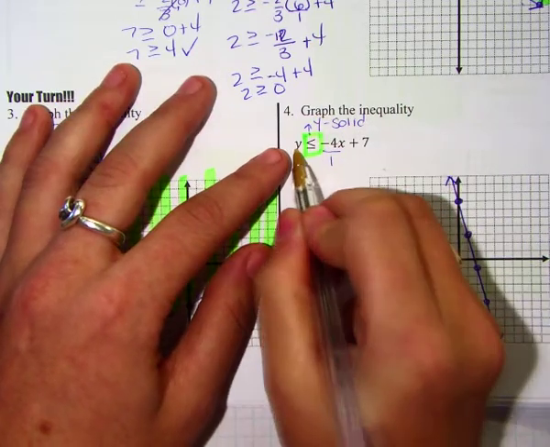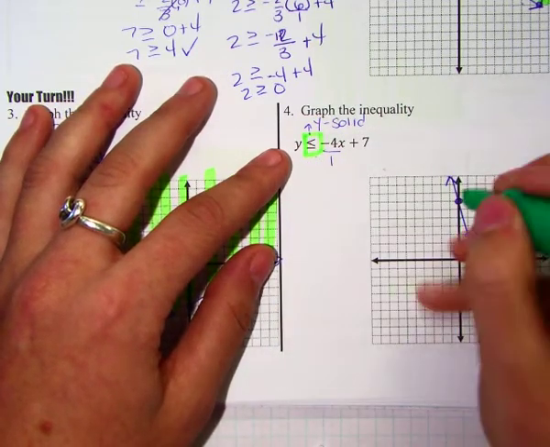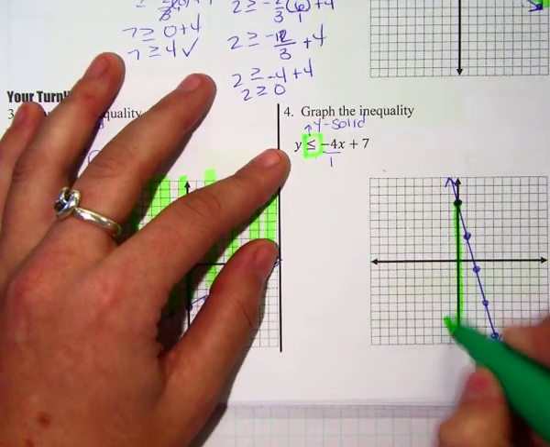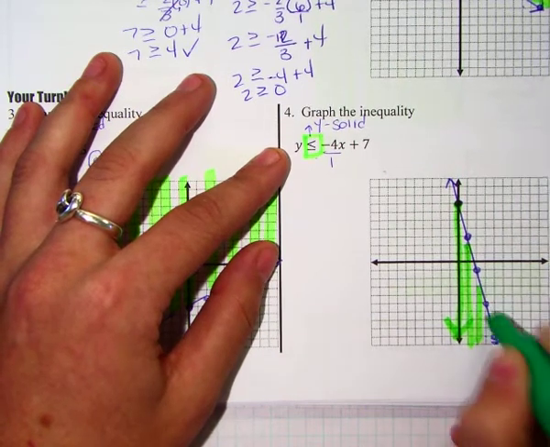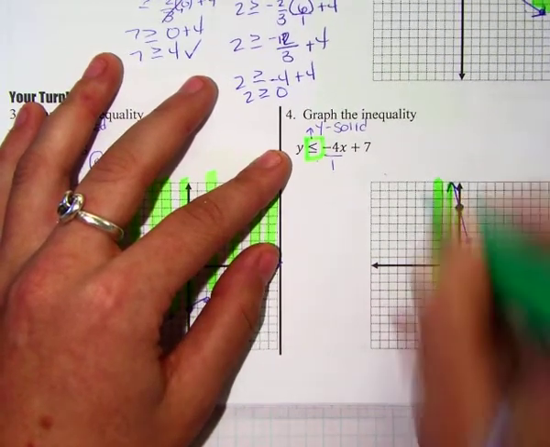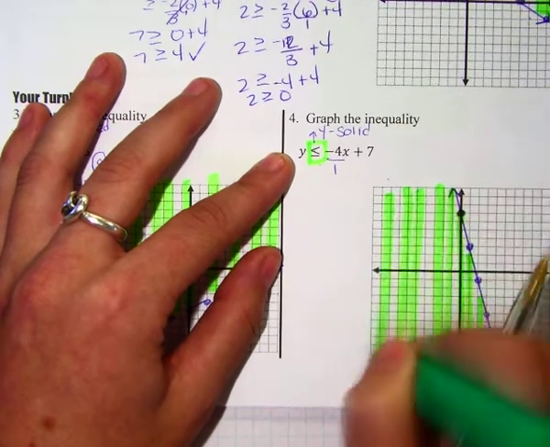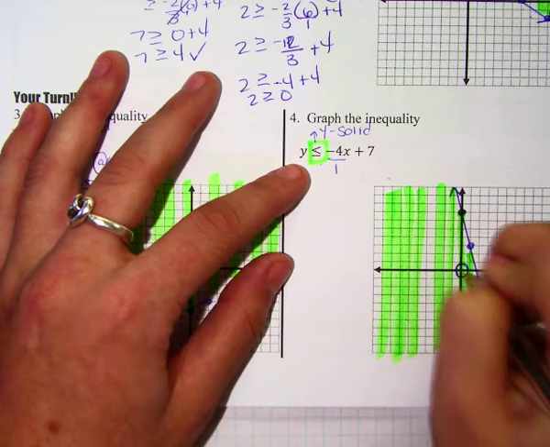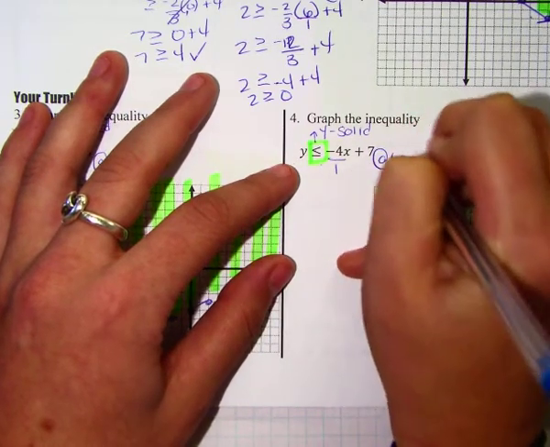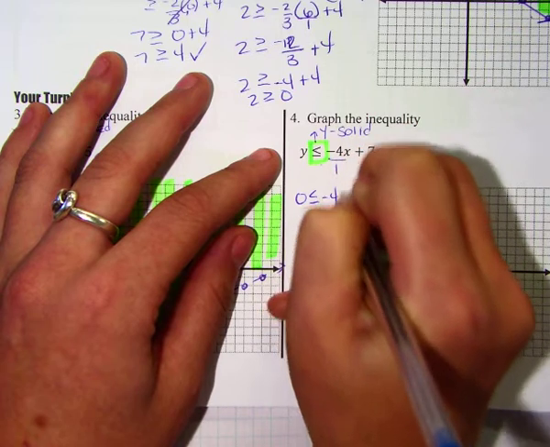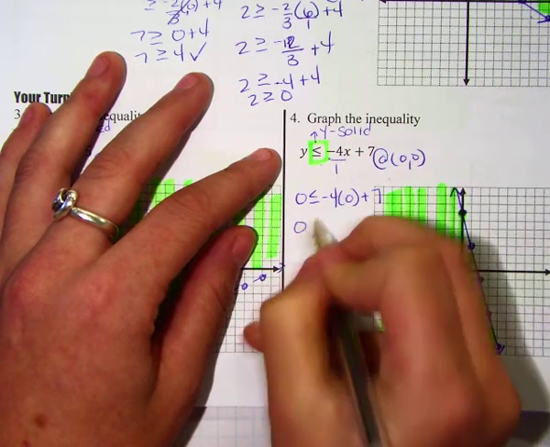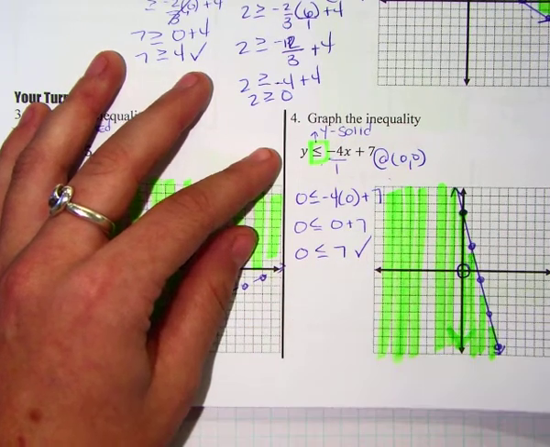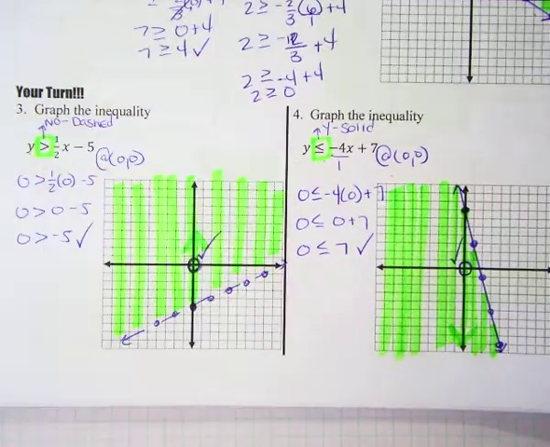Then y is less than the line, so I'll shade all the y values from my y-intercept that are less than the line. So below the line. Lastly, test a point. I have 0, 0, so I can go ahead and test that. It's an easy one. 0 is less than or equal to 0 plus 7. Is 0 less than or equal to 7? It is, so we shaded the correct side.